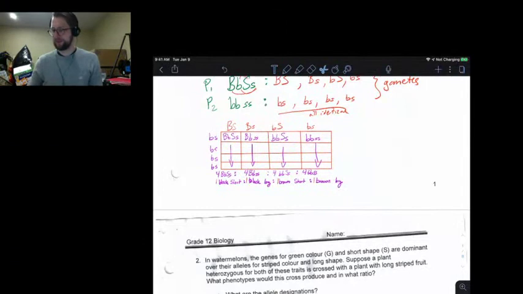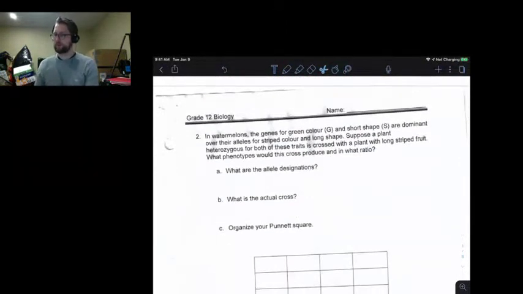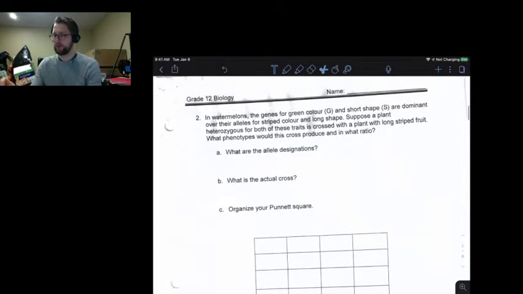All right. In watermelons, the genes for the green color and the short shape are dominant over the alleles for the striped color and the long shape. Suppose a plant heterozygous for both of these traits is crossed with a plant with long striped fruit. And in this case, this looks pretty boring to me. This looks like it's going to be exactly the same ratios as last time. You guys notice? And that's also kind of the thing that happens in these questions.